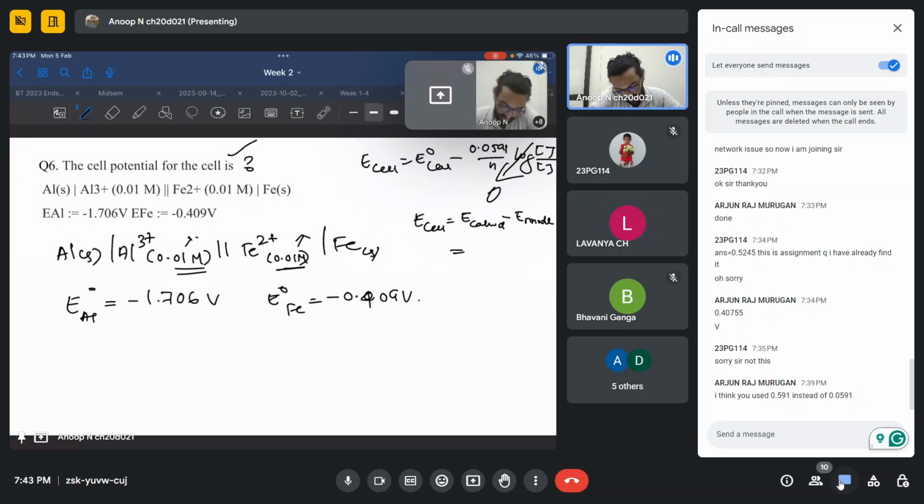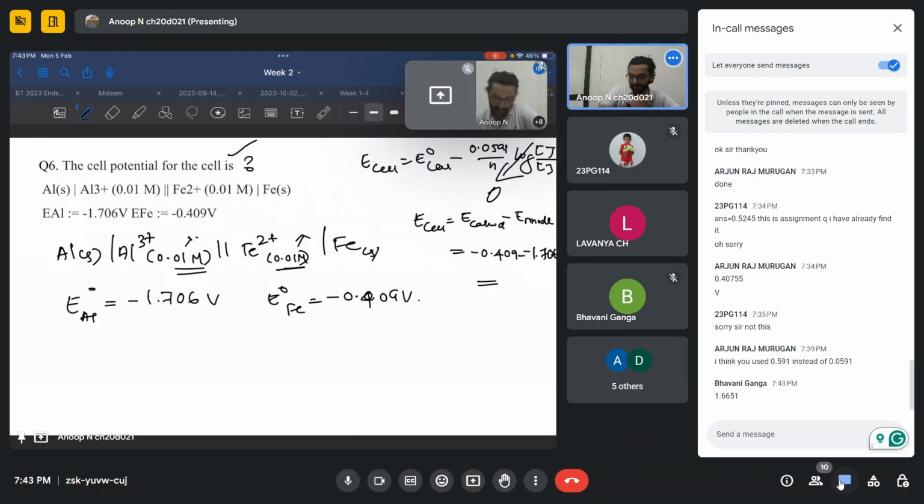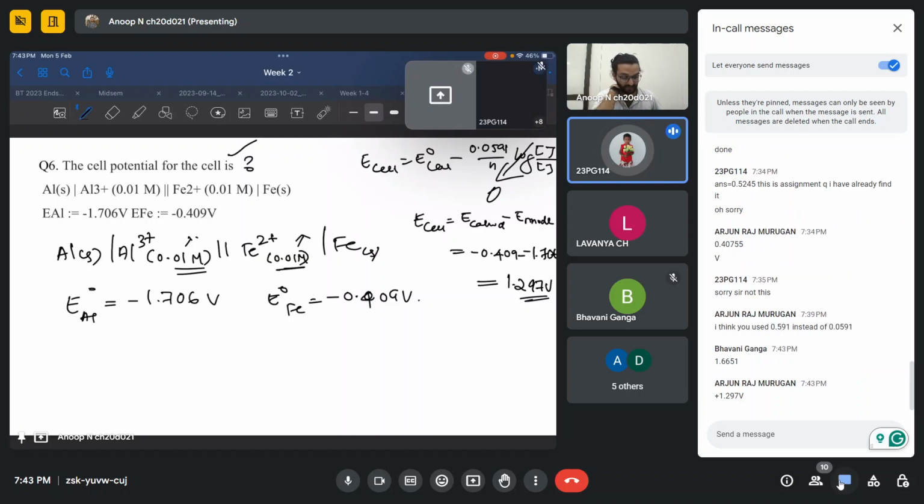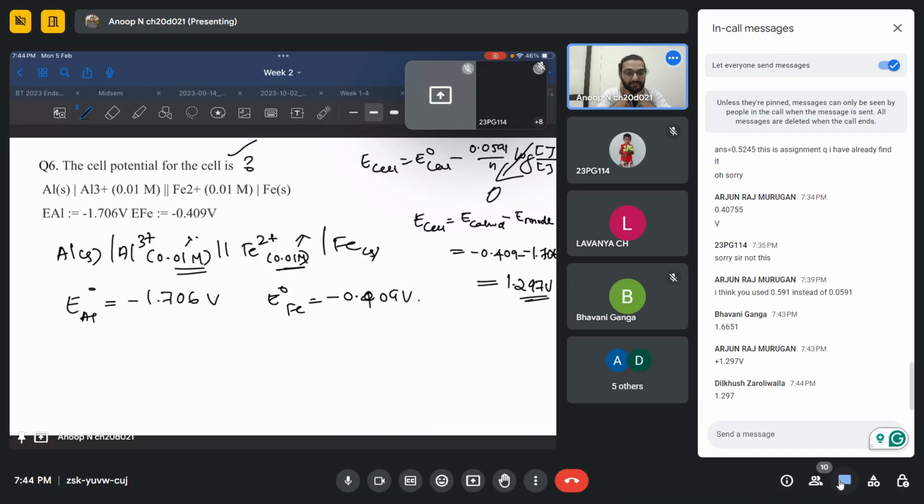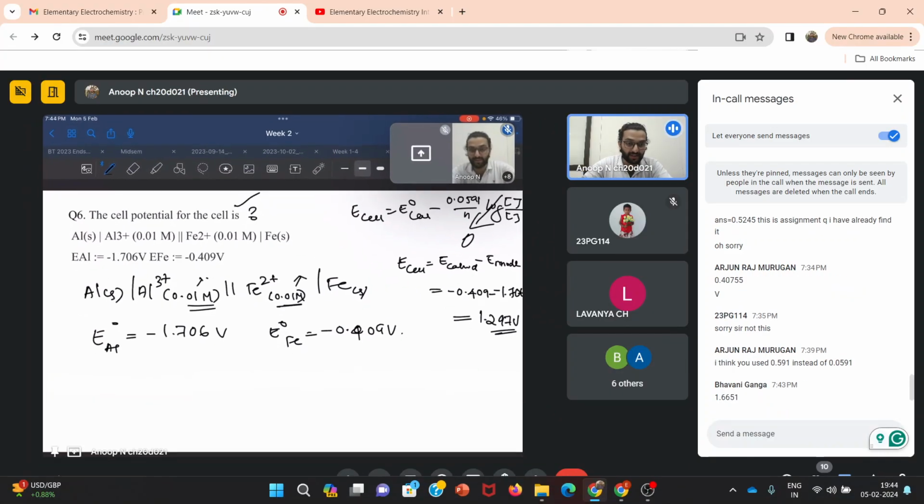What will happen in that case? Which will be the cathode? Iron will be the cathode. Minus minus 1.706. What will be the answer? Fine. How did 1.6651 come? Bhavani, what does that value come to?